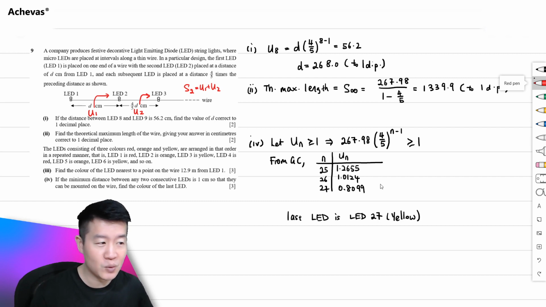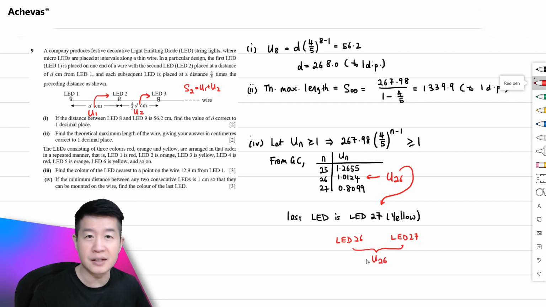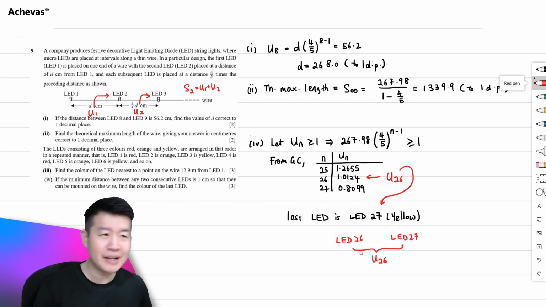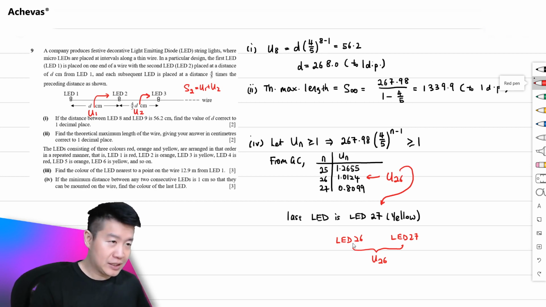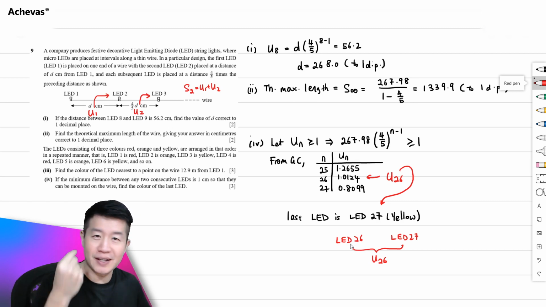That's why U26 tells you that it is LED 27, that is the last LED. Okay, because U26 is the distance that is between LED 26 to LED 27. So this distance here is U26. Okay, and I will agree with Claire that this question is tedious, but it is sort of like tedious in the processing kind of way.